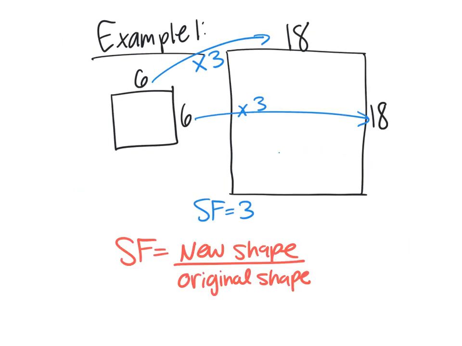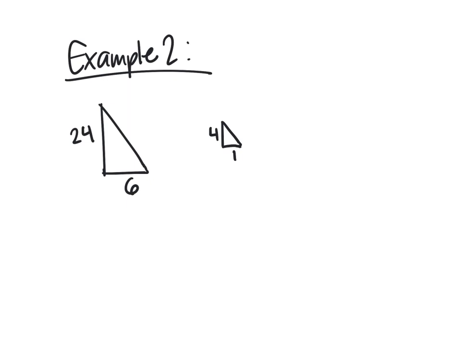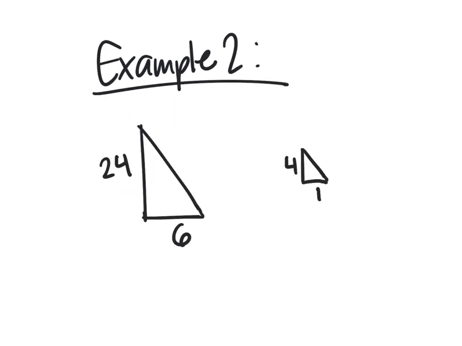Our equation says scale factor equals new shape divided by our original shape. So you get to pick whichever side that you want as long as they're corresponding. So in this case it doesn't matter because we're on a square. So I'll use my new shape side as 18, and my old shape or my original shape, which was 6. So whenever I simplify 18 over 6, then I'll get 3 as my scale factor. And so that's the same one that I saw earlier, so it worked out well. Let's take a look at the next problem. Let's take a look at example 2.